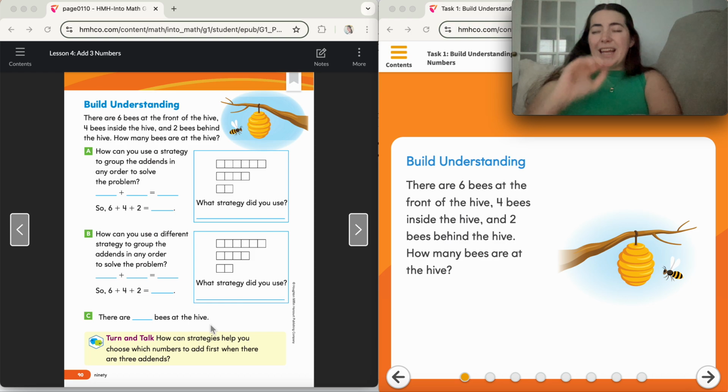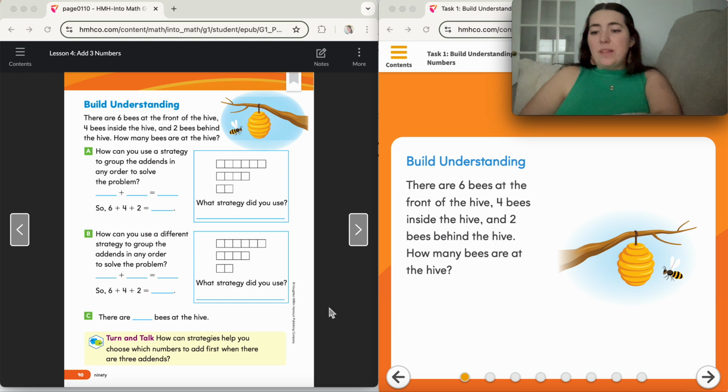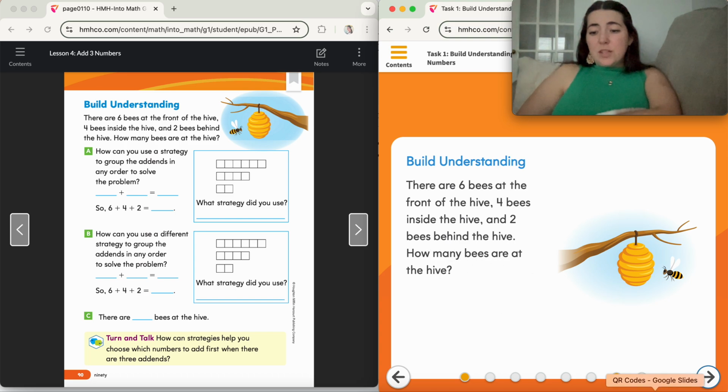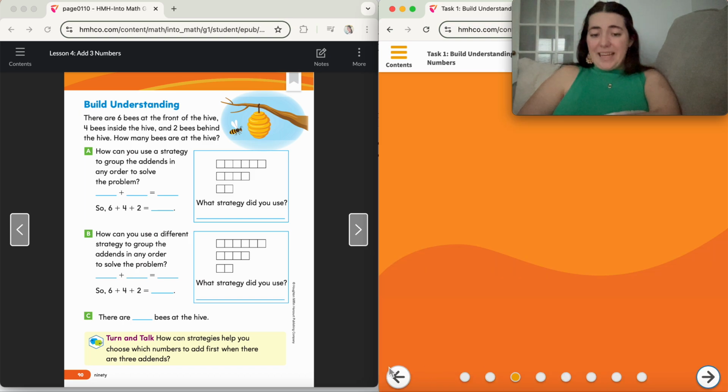So we're going to be working again today on adding 3 numbers together. So we are going to start with this bumblebee problem. I'm going to read it to you over here, but it is also right here on your book. There are 6 bees at the front of the hive, 4 bees inside the hive, and 2 bees behind the hive. How many bees are at the hive? So we want to use a strategy, a new strategy to try and add these together.